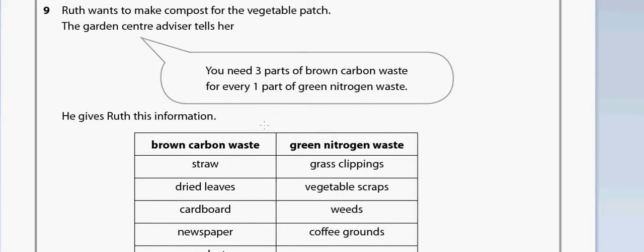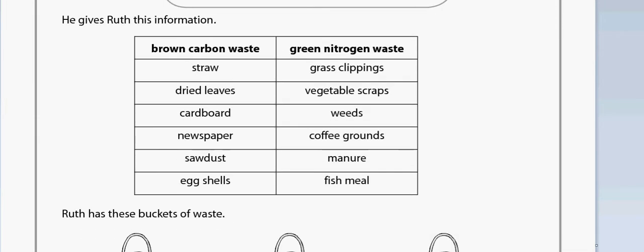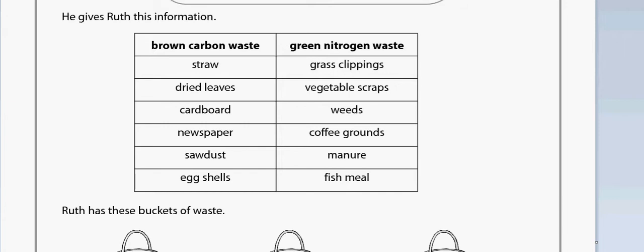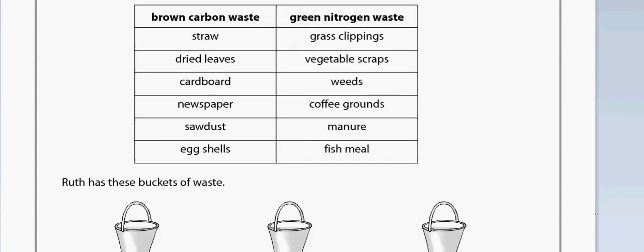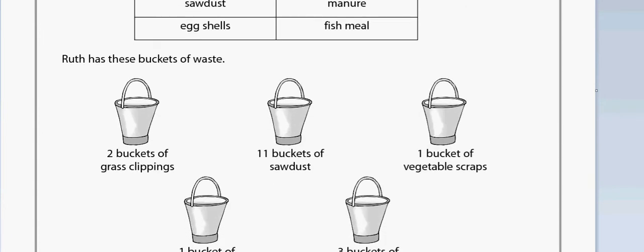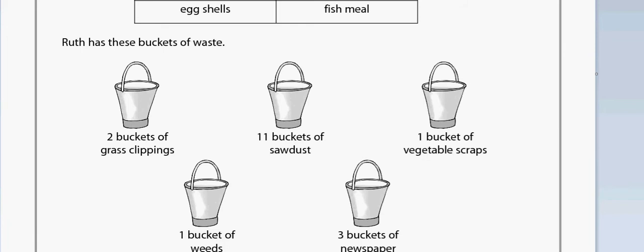Okay, so the final question, number 9. Ruth wants to make compost for the vegetable patch and the garden centre advises her she needs 3 parts of brown carbon waste for every 1 part of green nitrogen waste. So they've given her a chart listing which is brown carbon and which is green nitrogen, and apparently she has these buckets of waste.